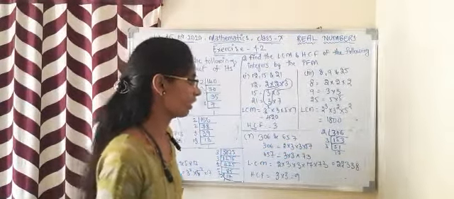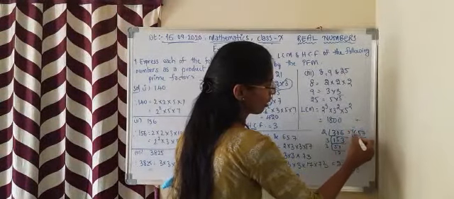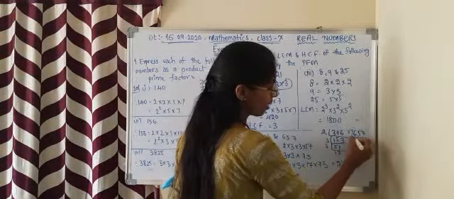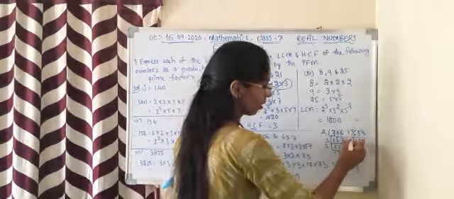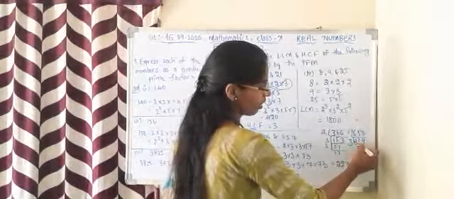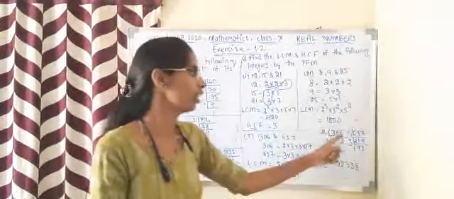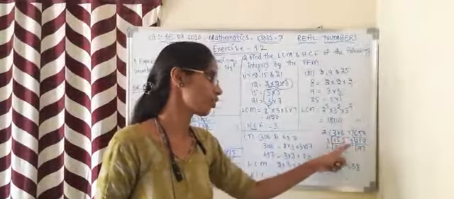Now 657. 657 is an odd number, so we cannot use the 2 table. We'll go for the 3 table. 3 twos are 6, 3 ones are 3, 3 nines are 27. Again let me try with the 3 table, because it's an odd number. 3 sevens are 21, 3 threes are 9. Now 73 is a prime number, so we cannot break it further. So 657 can be written as 3 into 3 into 73.